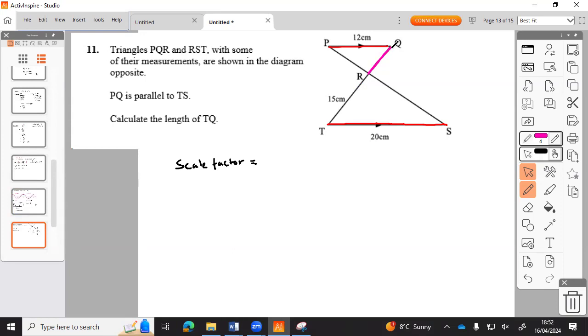To do that, we need to find the scale factor using our two lengths that are similar, the bottom one and the top one, and then multiply it with this 15 to work out that missing bit. So we're going to do small over big, so it's going to be 12 over 20. We want to simplify that down as far as possible, so 6 over 10, 3 over 5. So the scale factor will be 3 over 5.